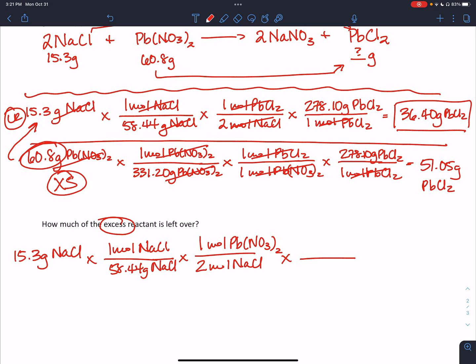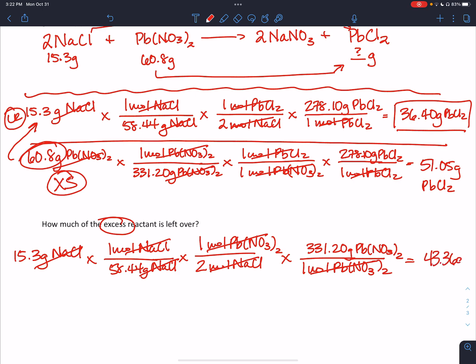So I'm going to convert moles to grams, and 1 mole of Pb(NO3)2 has a molar mass of 331.20 grams. One good thing about these types of problems is really you've done all the molar mass calculations by the end of the limiting reactant one. So it's not a lot of new stuff. All right, so the moles of lead 2 nitrate cancel, the moles of NaCl cancel, the grams of NaCl cancel, and we find that we need 43.36 grams of this Pb(NO3)2.